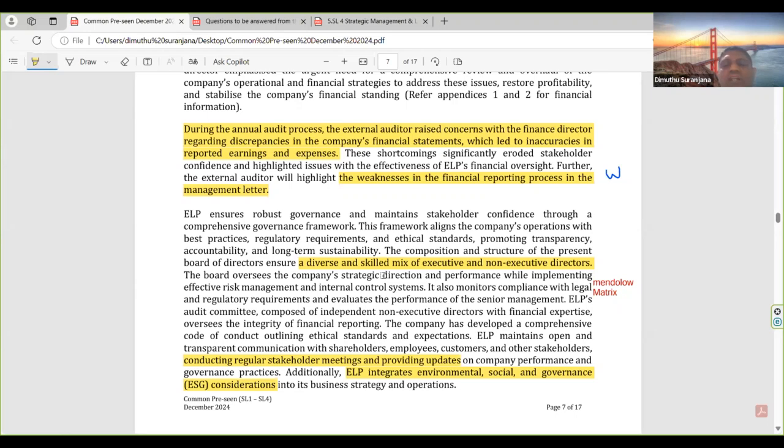Further, the external auditor will highlight the weaknesses in the financial reporting process in the management letter. All are internal control weaknesses, right? If you are conducting a SWOT analysis, this can be identified as weaknesses.